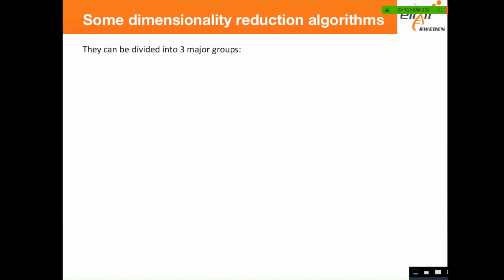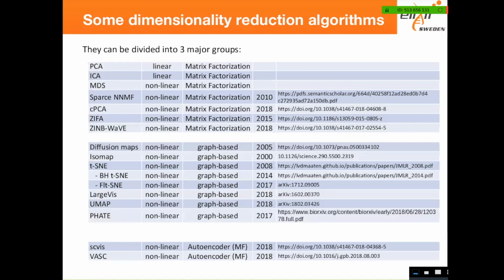Dimensionality reduction algorithms can be divided into 2 or 3 groups, depending on the nomenclature. Here I'll just put a list of them, though of course there are many more. First is matrix factorization: you have a multiplication of matrices, and by using that method you can reduce the dimensions of your data. Here you have PCA, ICA, and MDS, which maybe you have heard of. These are more advanced versions of those, accounting for the sparse data that single cell is.